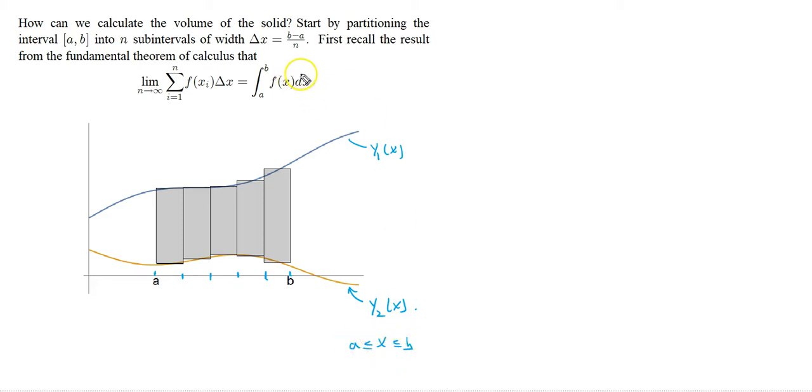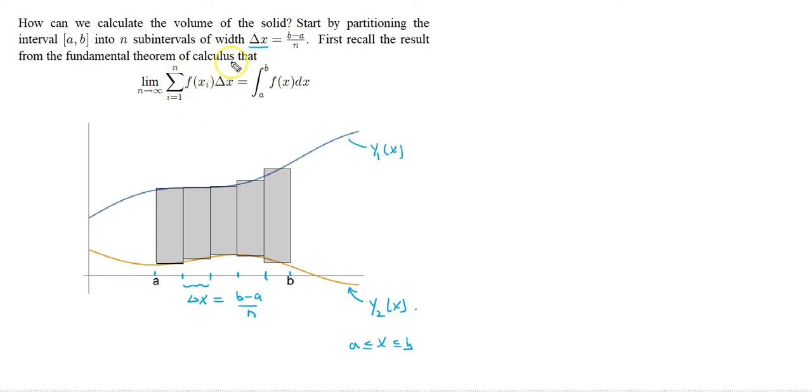Now recall this result from calculus. Recall that if we take our interval from a to b and we break it up into n subintervals, each one being of width delta x. The delta x would be the width of the subintervals down here. So that's our delta x. That's this width right here. And that's equal to b minus a over n.